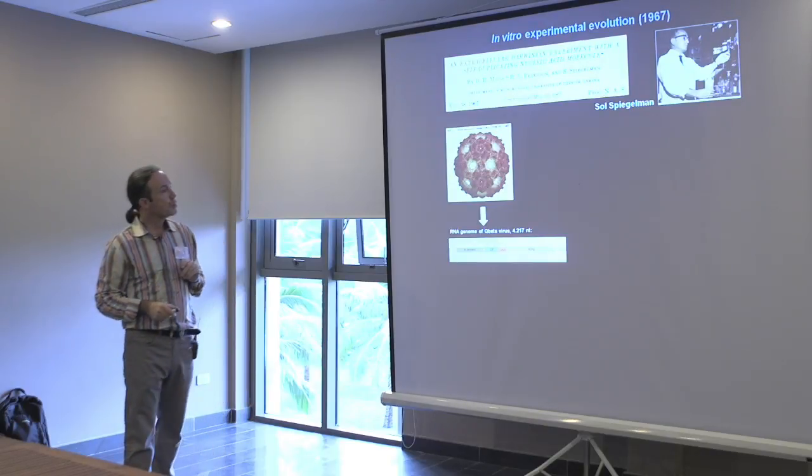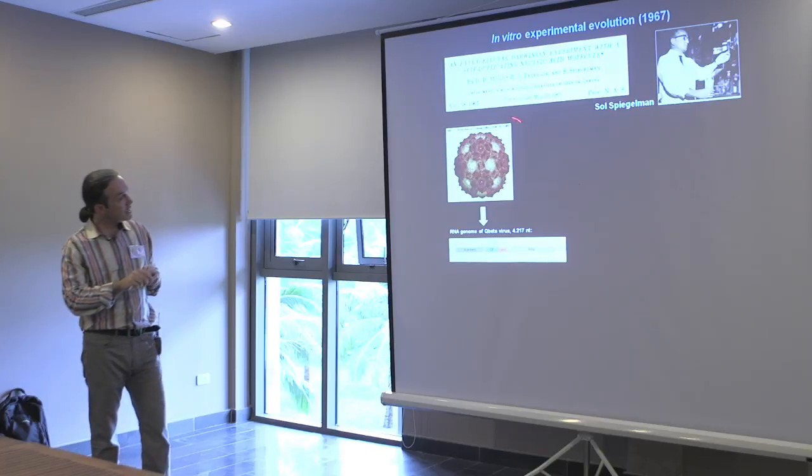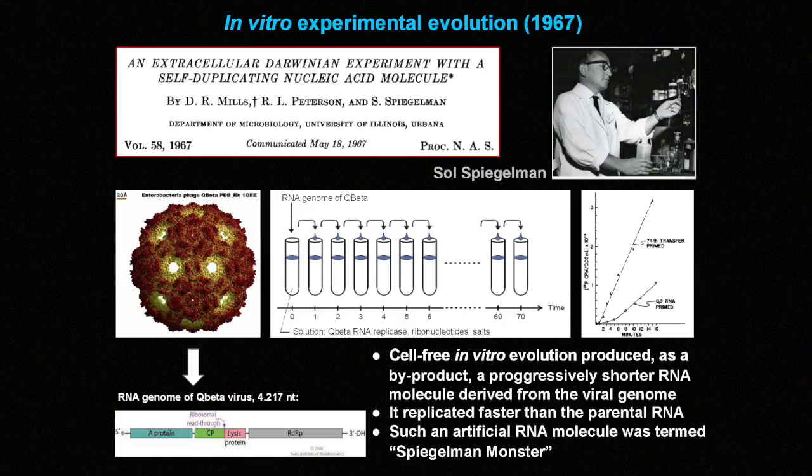It's interesting. What he did, he took one virus that infects bacteria. There are lots of viruses that infect bacteria, as you can imagine. He took its genome. It's a 4,000 nucleotides genome. Here you see a picture of it. And okay, he put inside a test tube the genome, the protein coded by the virus that replicated this genome, and some salts and the ribonucleotides needed, and so on.